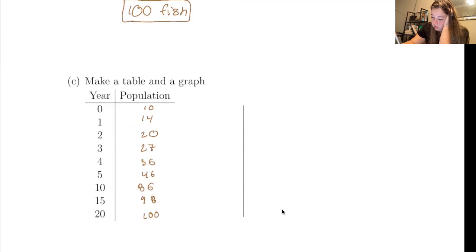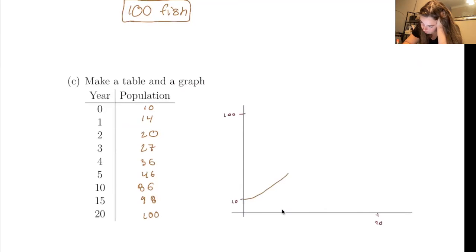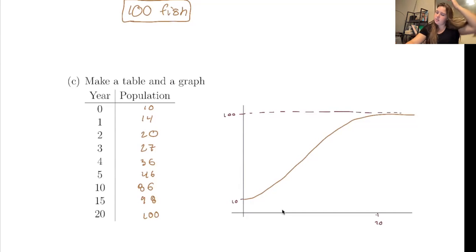So that would mean our graph would look like this guy. We would start at 10. Here's 100, and it took 20 years to get to its carrying capacity. So we'll put 20 down here. And we're just going to go like that. Let me draw. Pretty nice. All right, and that's what our graph kind of looks like. I'm not expecting artistic-level work here.